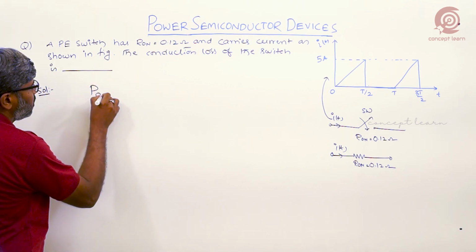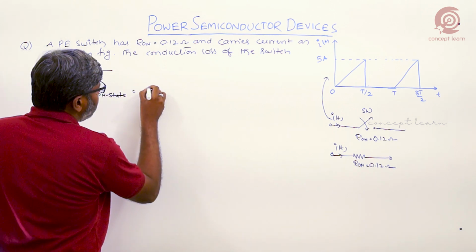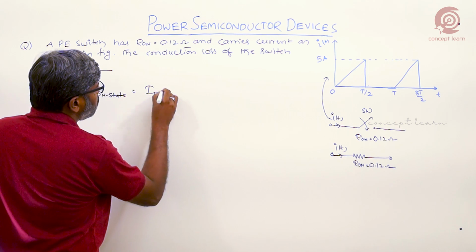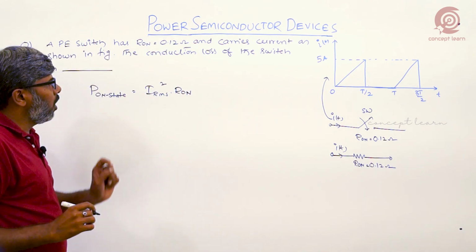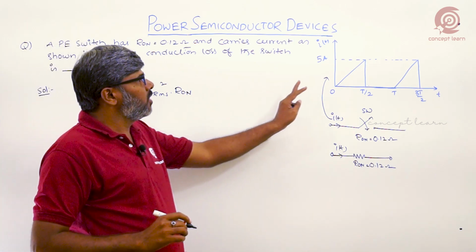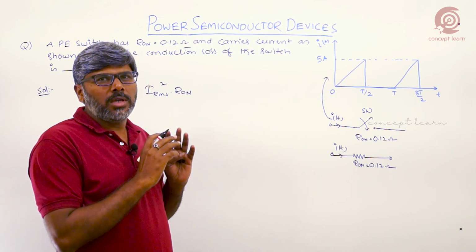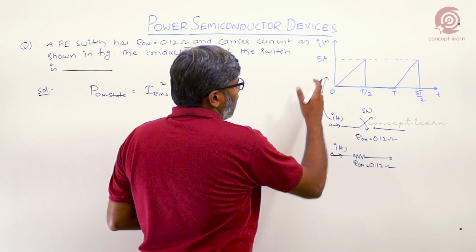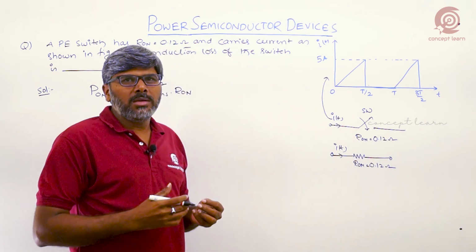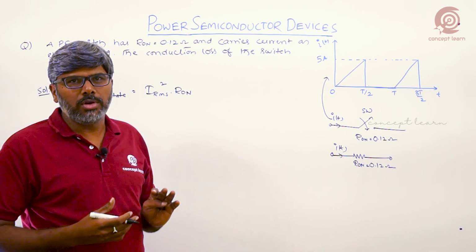P conduction, or on-state loss, is equal to I RMS squared into R on. So how do we calculate the RMS current of this periodic current? According to circuit theory, for any periodic signal we can calculate I RMS as the square root of 1 by T integral 0 to T of I squared of t dt.